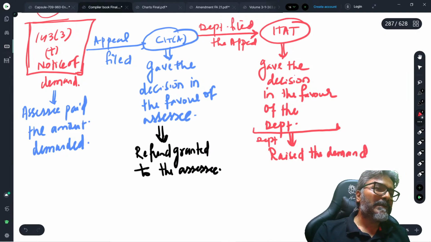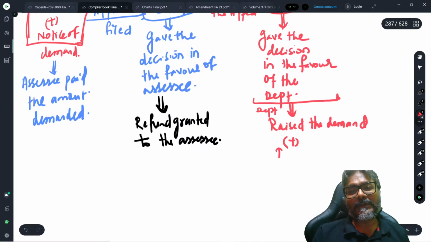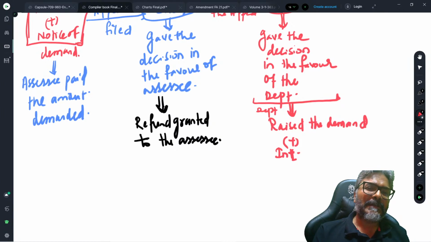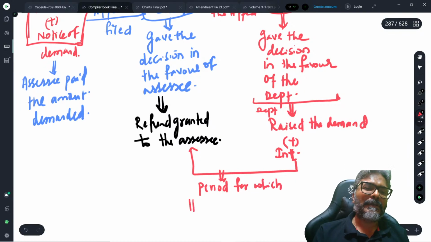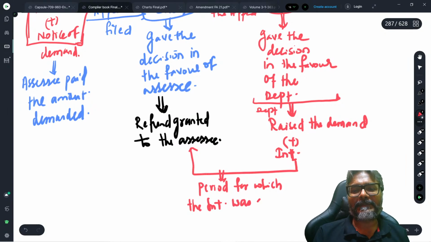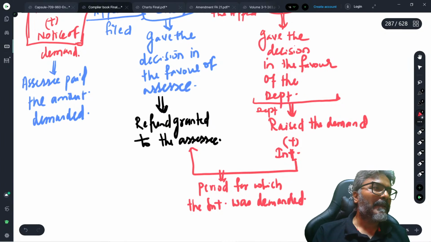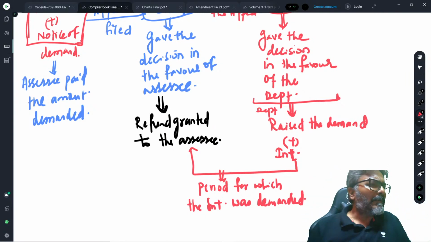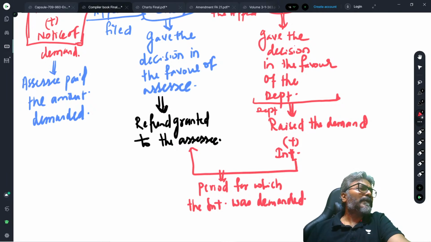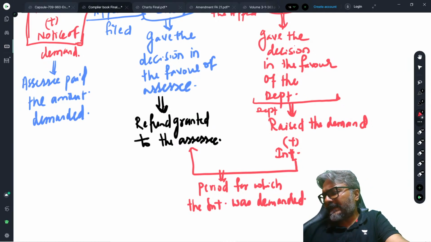They not only raised the demand, students, they also asked for interest. Plus what? The interest. The period for which they asked for the interest was from this date till the date of payment. This was the period for which the interest was demanded. We don't have to assume that refund is not given. Obviously, after you have won the case, you have to give the refund, because the assessee has already paid the tax and gone to the CIT appeal. So such a thing has not occurred. It was given in this case law also.